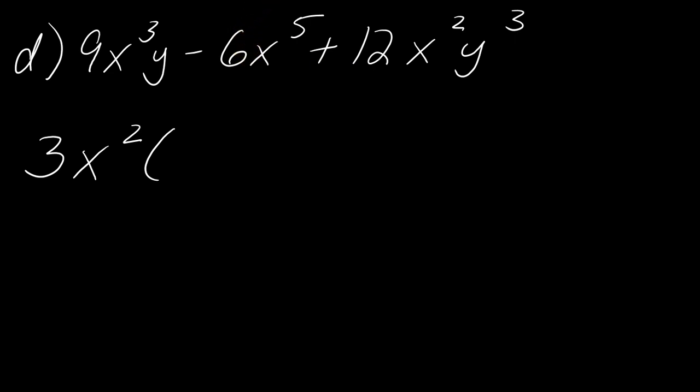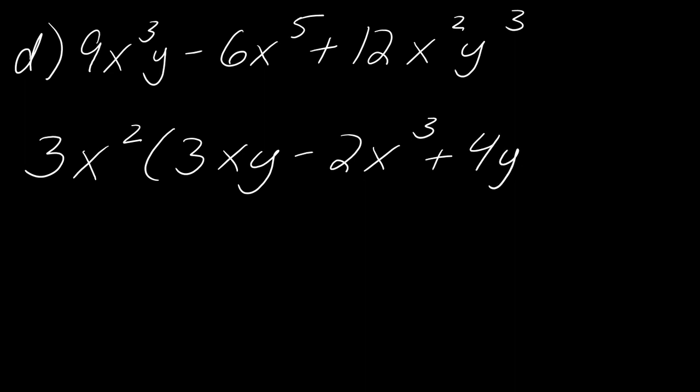Okay, so let's do this. This becomes 3xy minus 2x to the third plus 4y cubed. So let me just double check. 3 divided by 3, and then I subtracted 2, yep. And that one, that one, x squareds will drop out, so I'm just left with that. Okay, so this is all good.